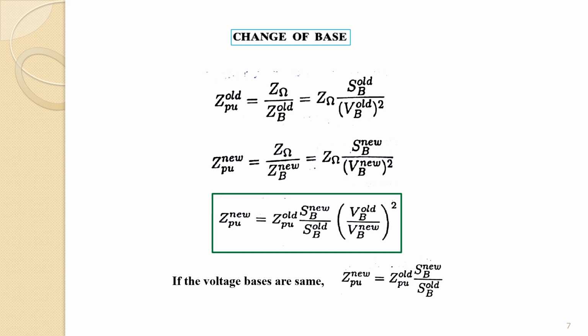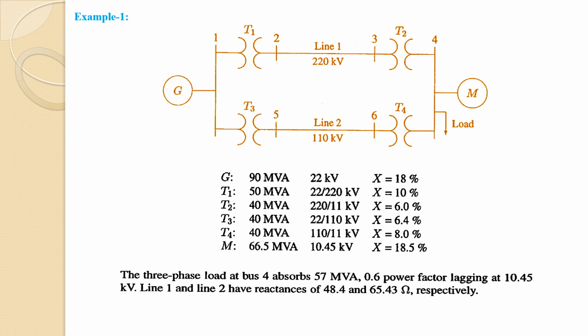If the voltage bases are same, then the formula specified in the last line can be utilized. In this example, the one-line diagram of a three-phase power system is shown, and now we'll be making the impedance diagram for this network. The system data is specified in this problem, and we can see here that the ratings of the generators, transformers, and the motor load have been specified with their reactances specified in percent.